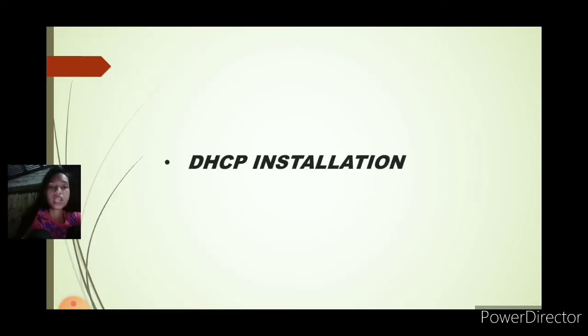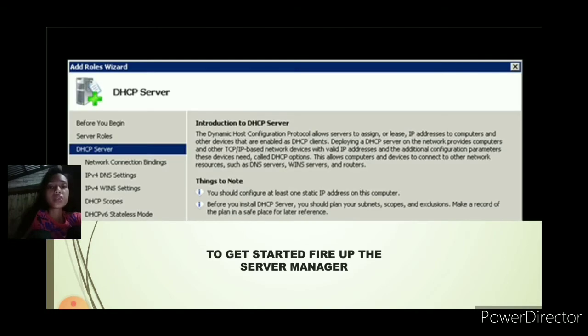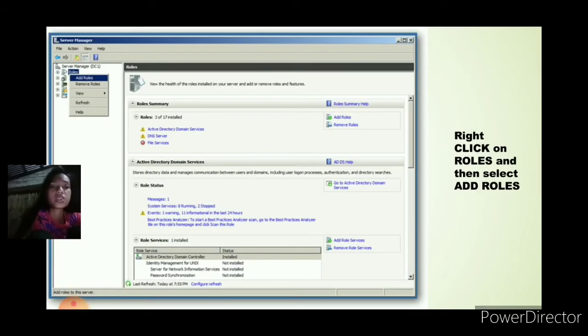So, sa DHCP installation naman, first, DHCP servers introduction. The Dynamic Host Configuration Protocol allows servers to assign or lease IP addresses to computers and other devices that are enabled as DHCP clients. Deploying the DHCP server on the network provides the computers with addresses. So, to get started, fire up the Server Manager. After that, right-click on Roles and then select Add Roles.